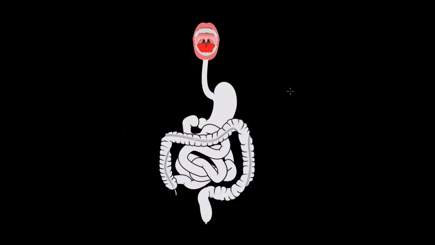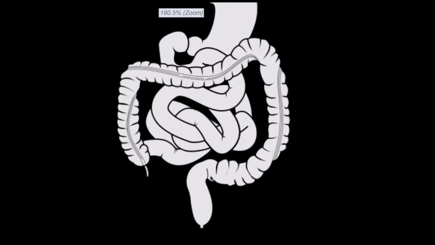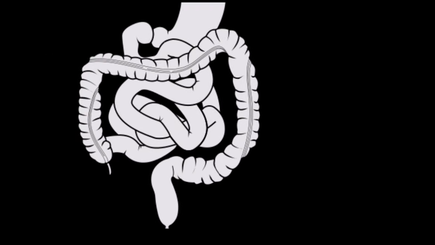So we've come a long way since we started talking about the gastrointestinal tract from our oral cavity. Now that we've made it all the way down here, it's time to talk about the final part of our GI tract, the large intestine, or the colon, the rectum, and the anus. So let's zoom in and focus on what happens after we absorb our food in the small intestine.